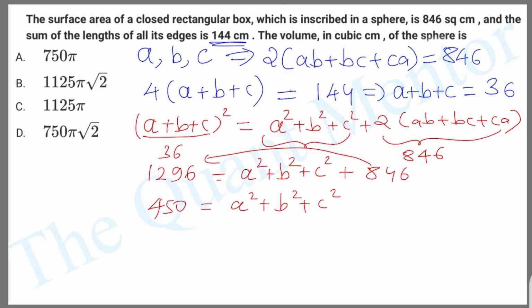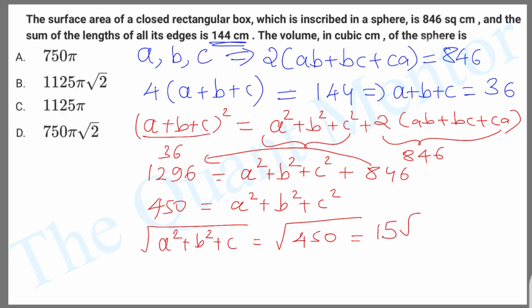And just one last step, we take square roots on both sides. So we'll get root of A square plus B square plus C square is root of 450. Now root of 450 is a pure surd. It can be further split as root of 225 into 2, or it will become 15 root 2. So now what we have found is the body diagonal of this particular cuboid, right? Root of A square plus B square plus C square is the body diagonal of a box.